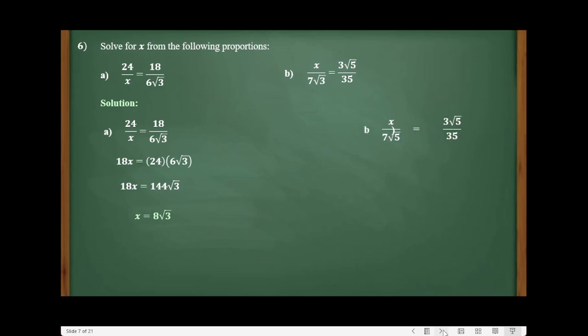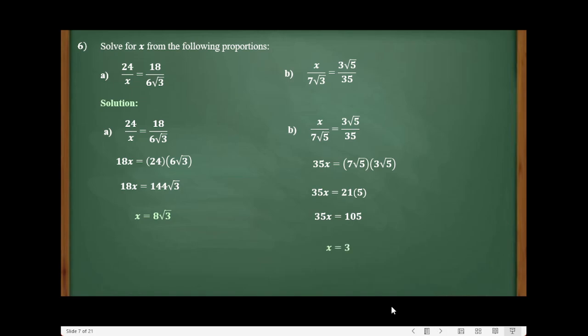Now for letter B, we do the same thing. We use the cross product method. So that is 35x is equal to the product of these two, 7 square root of 5 times 3 square root of 5. So the left side is what? 21. Then square root of 5 times square root of 5 is 5. Of course, 21 times 5 is 105. Then divide both sides by 35. So x is equal to 3.